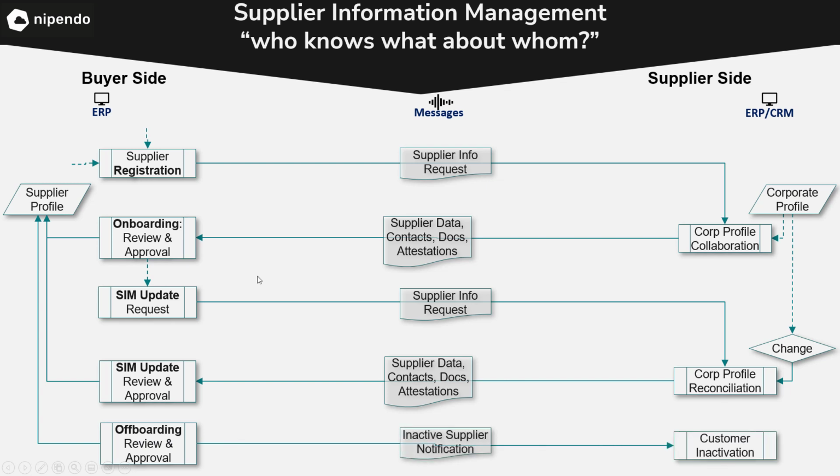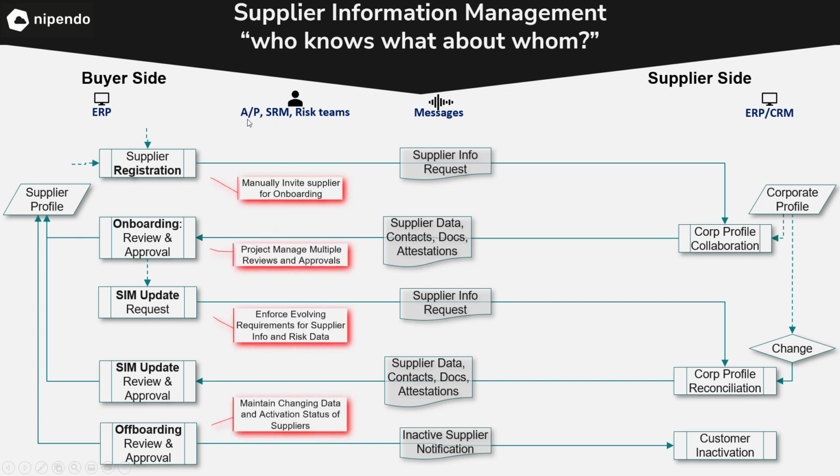So let's look at how the manual activities come into play on this. The manual folks are the AP team in some cases. Maybe it's a supplier risk team or just risk management in general. And they need to do things like manually invite the supplier for onboarding. Usually that's the AP team or the procurement team. And then project manage the multiple approvals and reviews that need to happen throughout that. Enforce evolving requirements for supplier information and risk data. So these are the new things that come across.